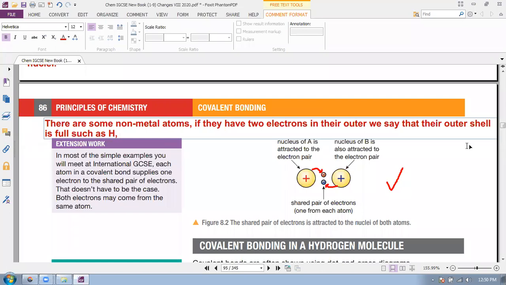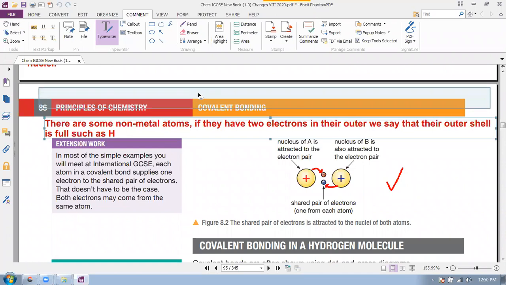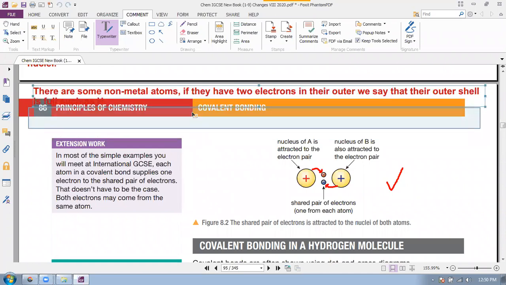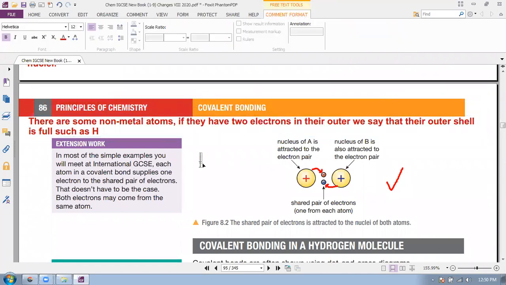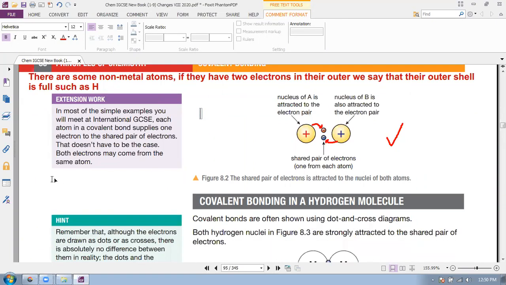So not boron, carbon, not even carbon. Carbon needs 8 electrons to work. So only hydrogen is the example, and most of the non-metal atoms must gain electrons to complete the outer shell, and there must be 8 electrons to complete the outer shell.